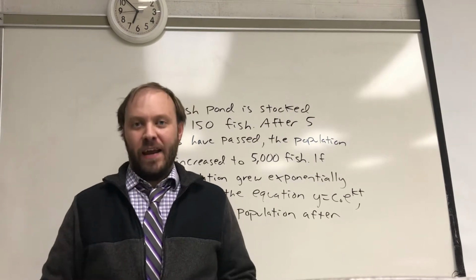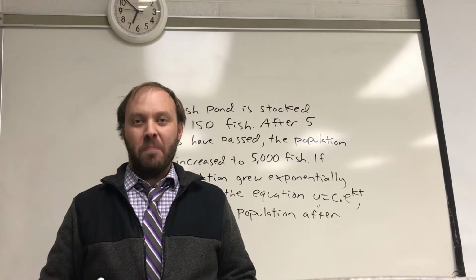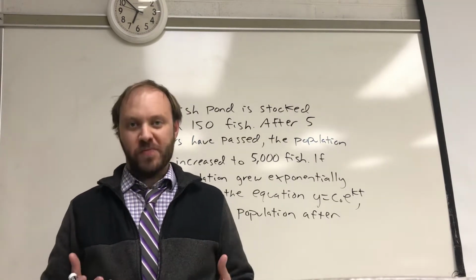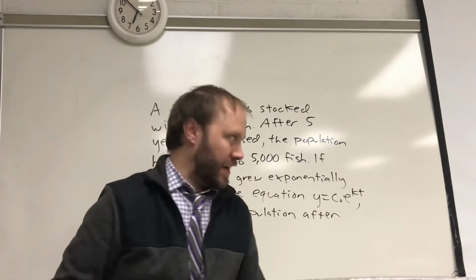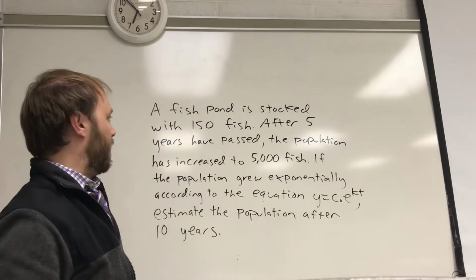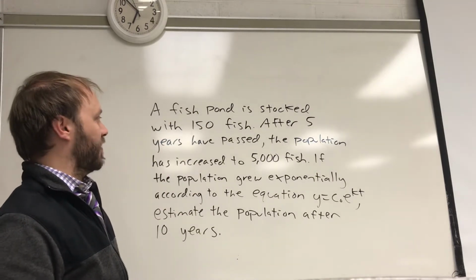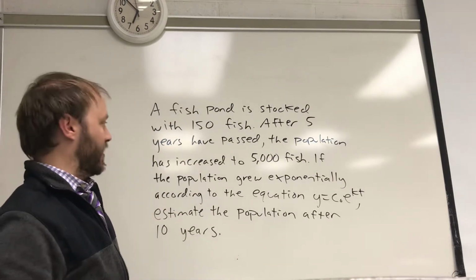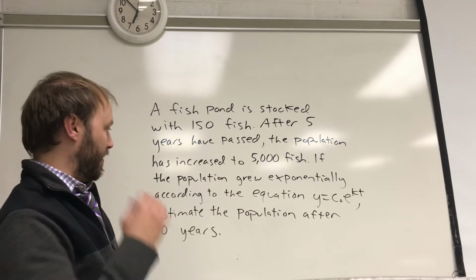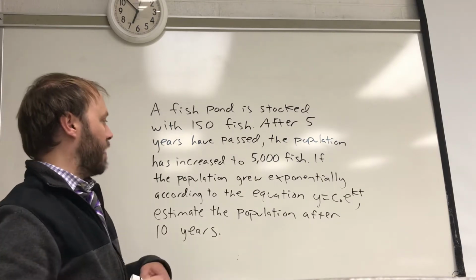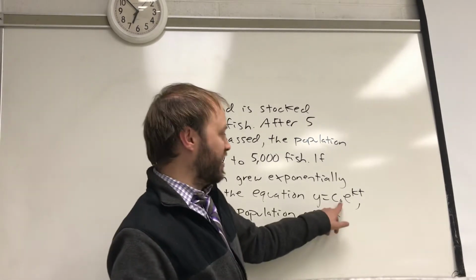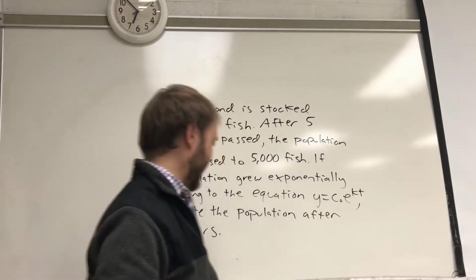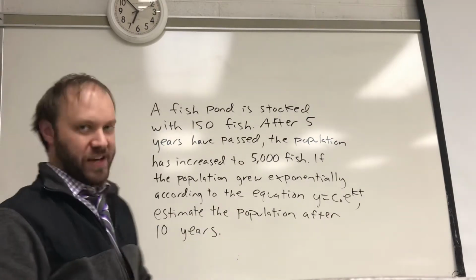All right, I'm going to take a look at an example problem of modeling exponential growth, specifically using the e to the x function. So let's take a look here. We've got a fish pond. It's richly stocked with 150 fish. 5 years pass and the population increases to 5,000 fish. We're told that the population is growing exponentially according to the equation y equals c naught times e to the kt, and I want to estimate the population after 10 years.